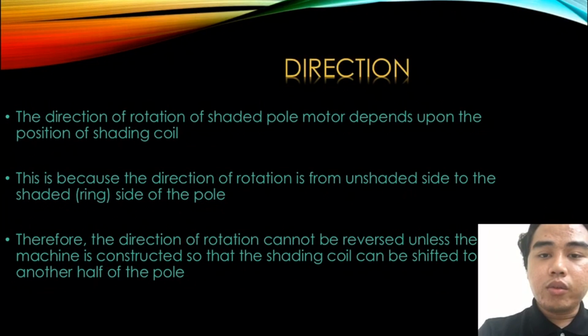The direction of rotation of a shaded pole motor depends on the position of the shading coil because the direction is from the unshaded side to the shaded side of the pole. So the reverse movement cannot be done unless the machine is constructed so that the shading coil can be shifted to another arm of the pole. So that's all from me for shaded pole induction.